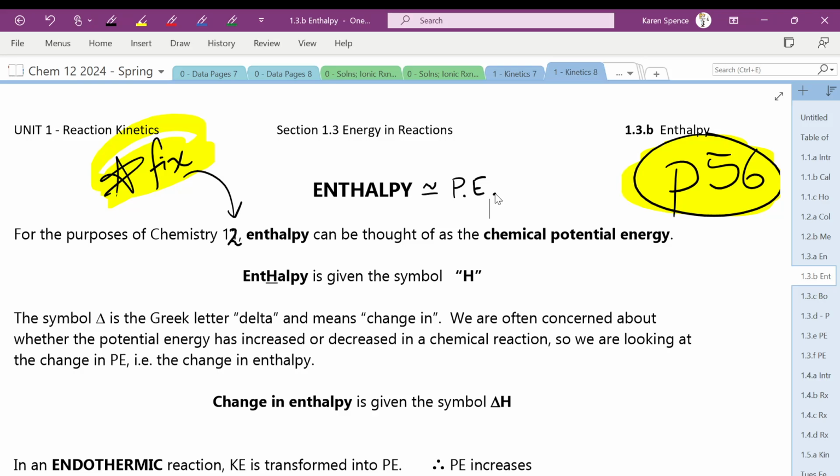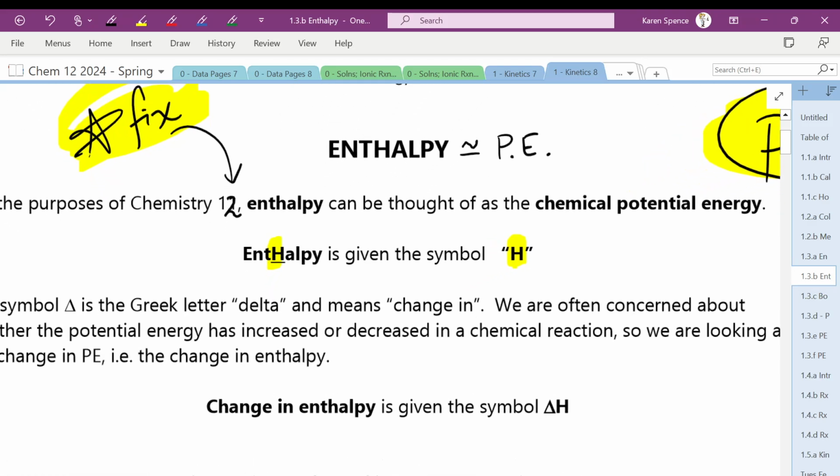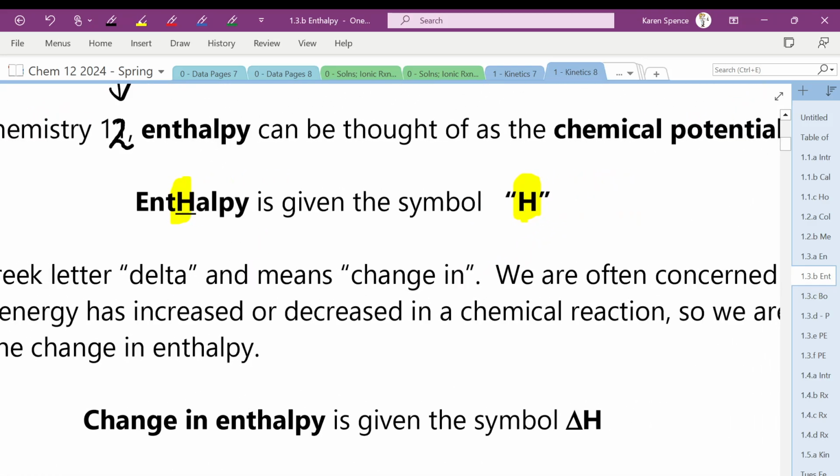And we all know that delta means change in. Before I say that, we need a symbol for enthalpy, and E stands for energy. So E is taken, so we use the H instead. So the symbol for enthalpy is H, which means change in enthalpy is delta H.